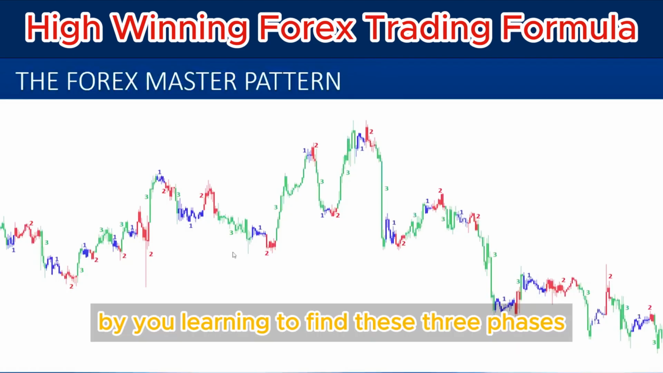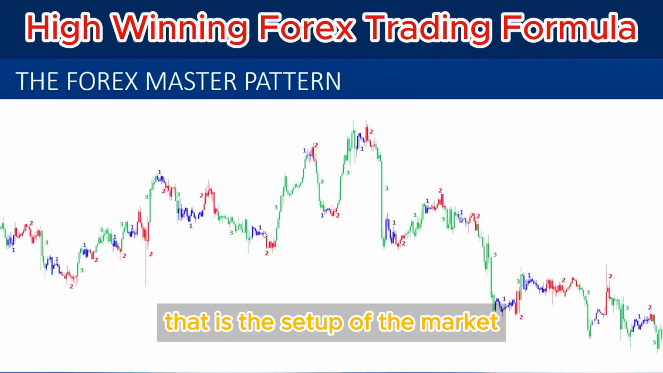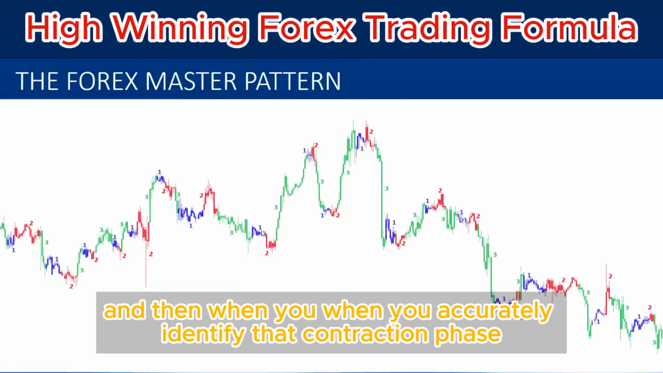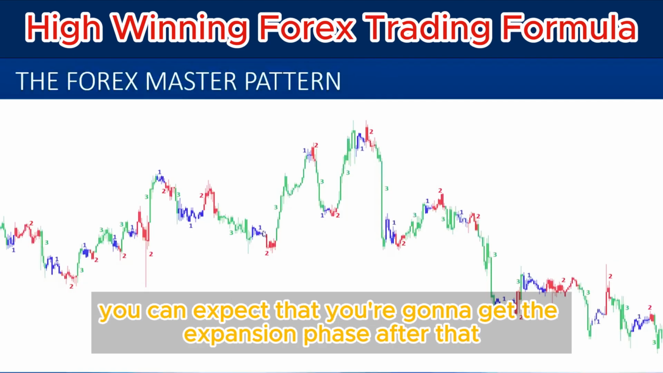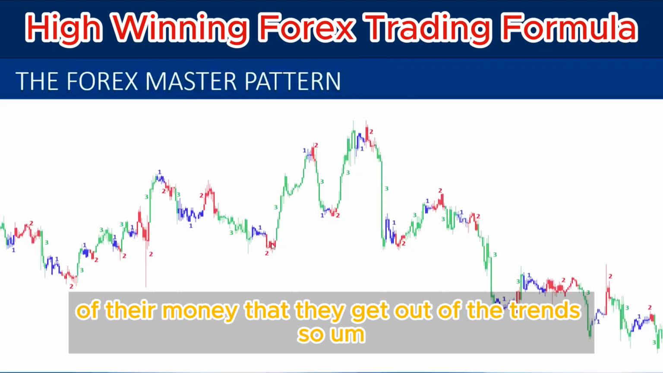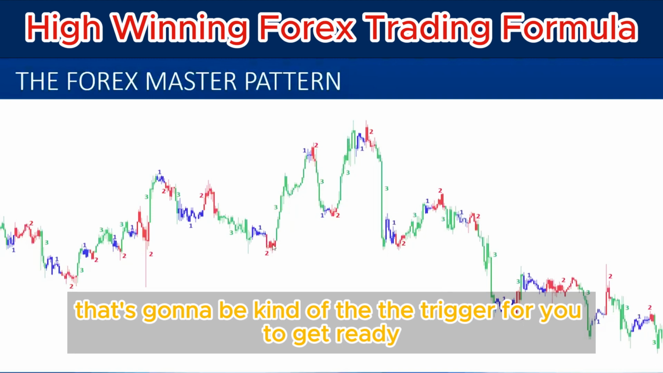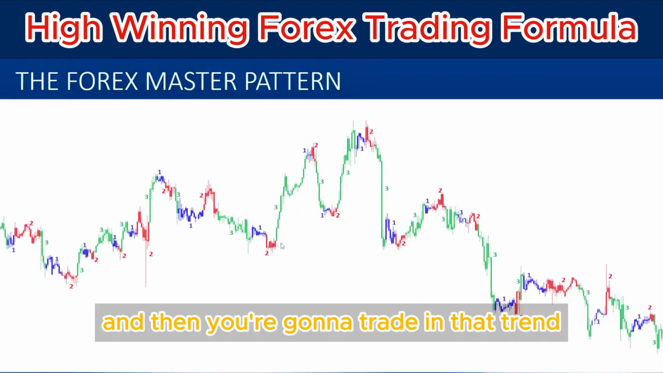By learning to find these three phases, starting with number one, that is the setup of the market. When you accurately identify that contraction phase, you can expect that you're going to get the expansion phase after that. This is where a lot of traders lose a lot of their money, that they get out of the trends. So, you're going to look for that contraction. You're going to find the expansion. That's going to be kind of the trigger for you to get ready. And then you're going to trade in that trend.